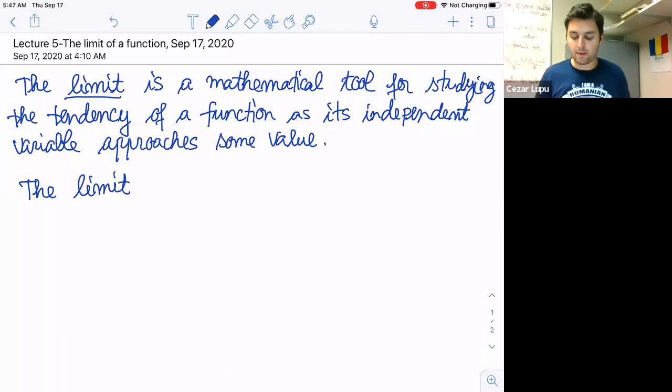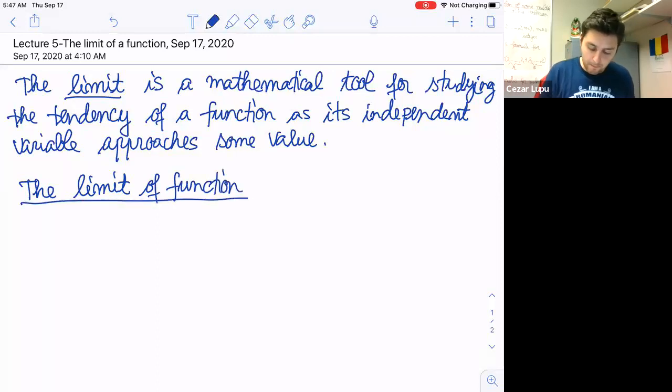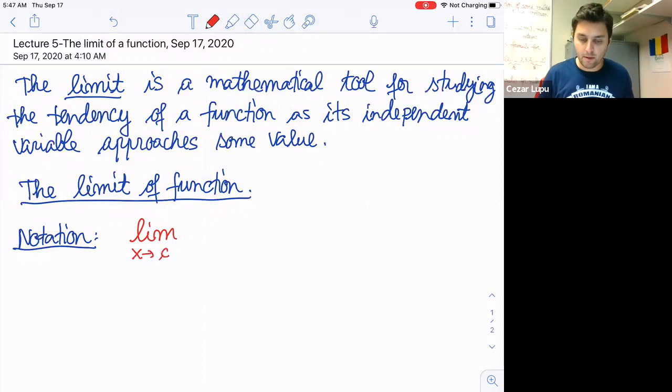So the mathematical object that we would like to study the limit of will be a function. Now, I think I'm going to start with the notation first. I want you to see exactly what I mean by that. And the notation will be nothing else, I'm going to write it in color. It will be the limit as x approaches, let's say, this number c, of f of x, and this will give us a number L.